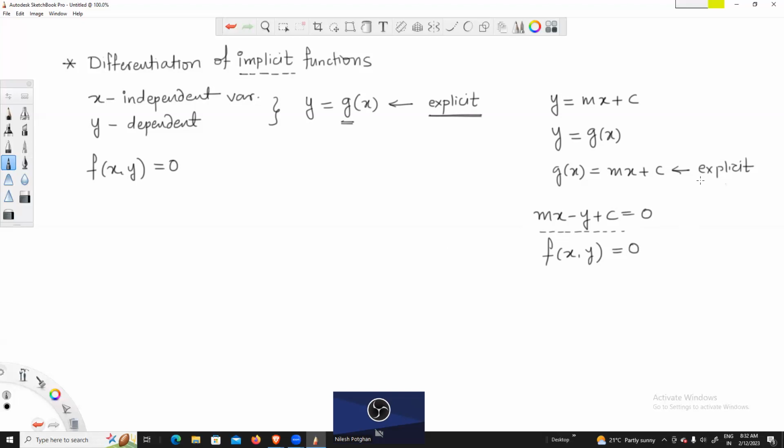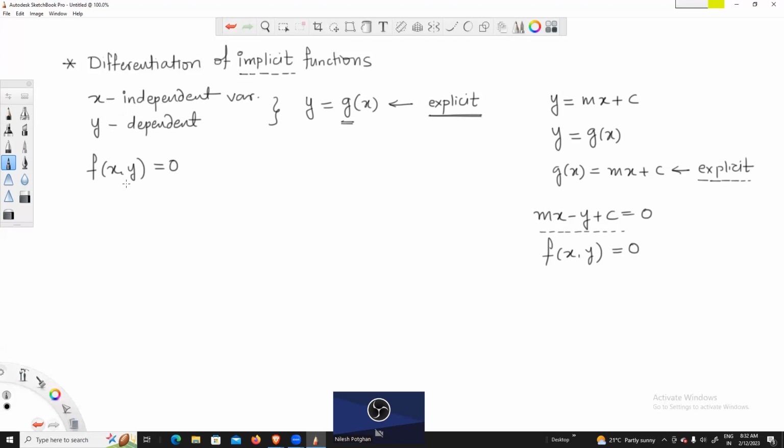So an explicit function can be represented in the implicit form, but it is not necessary that an implicit function can always be represented in the explicit form. So we are going to see how to differentiate this particular implicit form of the function. Remember, we have x as the independent variable and y as the dependent variable. So in short, the value of y depends on x.